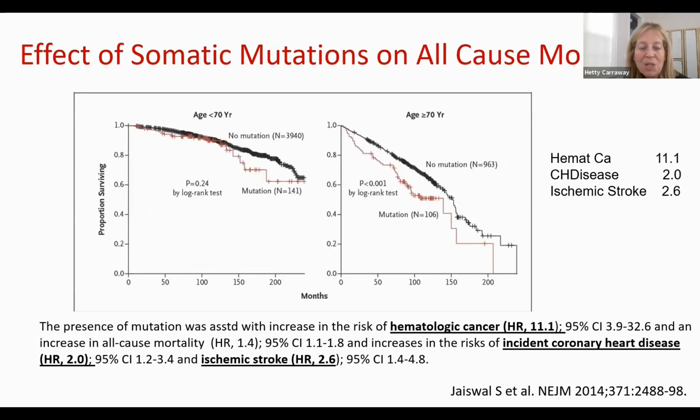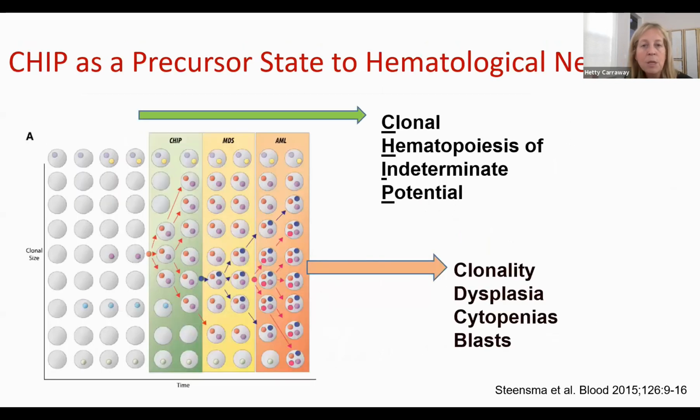You can also appreciate the effect of these mutations on all-cause mortality, in particular for those patients over the age of 70. They found that there was an increased likelihood of hematologic malignancies by 11-fold, an increase of cardiovascular disease by 2-fold, and an increase of ischemic stroke by 2.6-fold. So this kind of led us to start thinking more about these molecular mutations and their impact in our health.